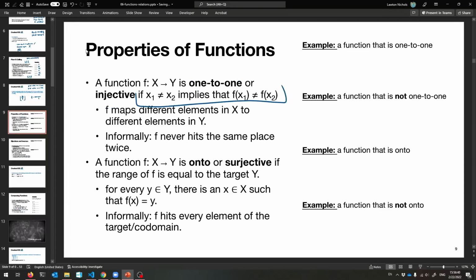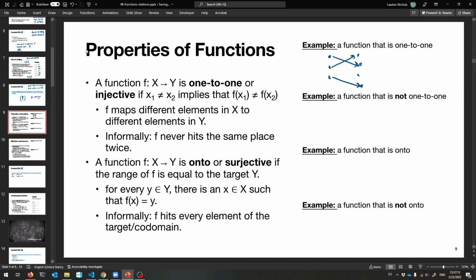This is what it means to be one-to-one: if x1 is not equal to x2, then f of x1 is not equal to f of x2. Reading this in English, f maps different elements in x to different elements in y. They never overlap. F never hits the same place twice, we say. So here's a function that is one-to-one. This is taking different elements, always, to different places.